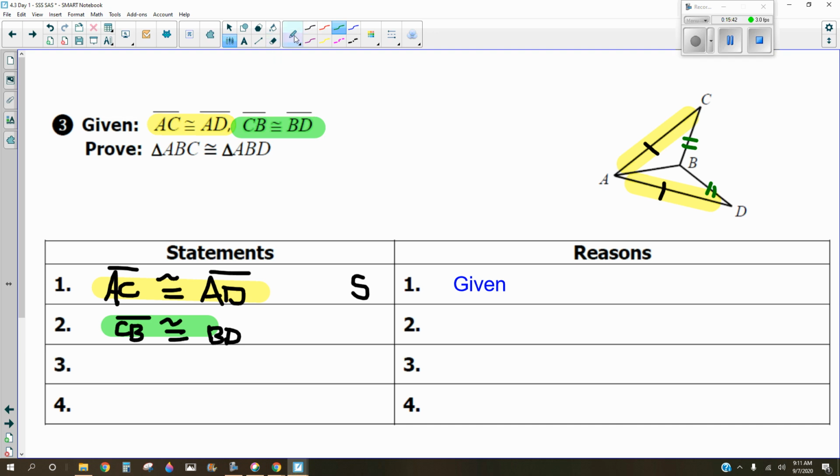Notice there's segments, right? So how did I know? Well, they gave it to me. So that's given information. And is that a side or an angle? Those are sides. So I write an S.